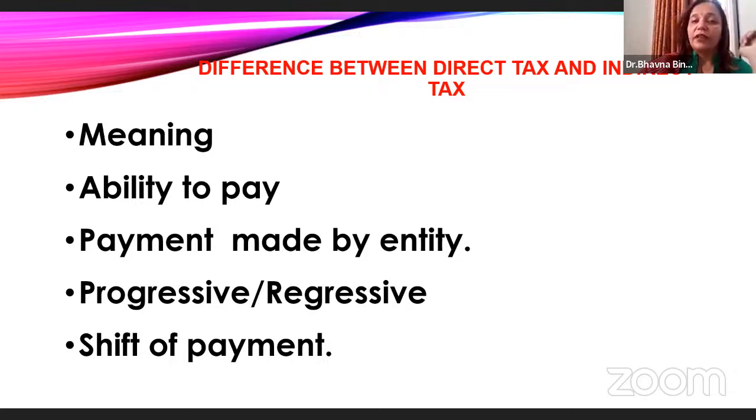And shift of payment. Direct tax is paid by the person himself who is earning the income, whereas indirect taxation is paid by the customer. The customer gives the tax to the supplier, and the supplier pays the tax to the government. For example, if you go to McDonald's and purchase a burger, GST is applicable on the burger. You do not go to pay GST to the government; on your behalf McDonald's is going to pay GST to the government. So there is a shift of payment. This was asked as a question for 10 marks in the paper: distinction between direct tax and indirect taxation.